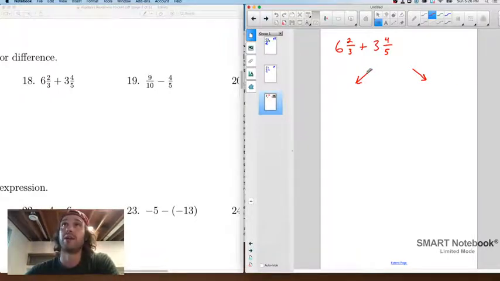Way number 1: what 6 2/3 really means is 6 plus 2/3. And what 3 4/5 really means is 3 plus 4/5. Okay?